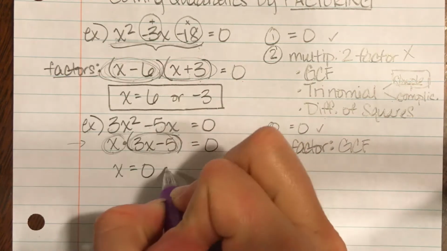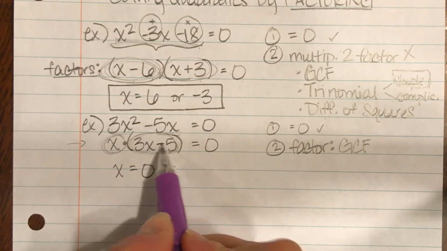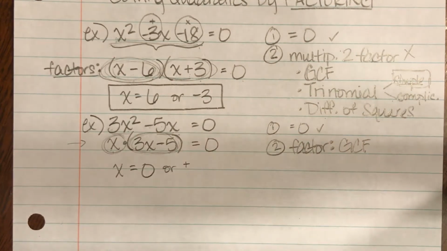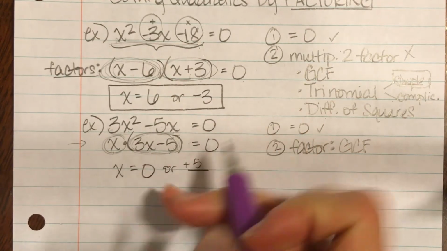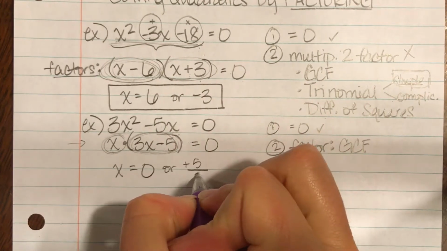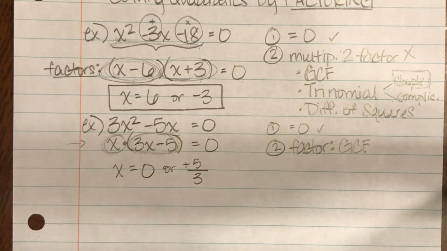The other option comes from this back factor, and so we just learned the shortcut for x would be, remember, the opposite sign, so it's going to be a positive. You don't have to write positive. 5 is the numerator over the coefficient, which is 3, so positive 5/3.